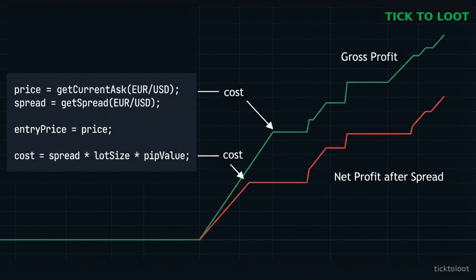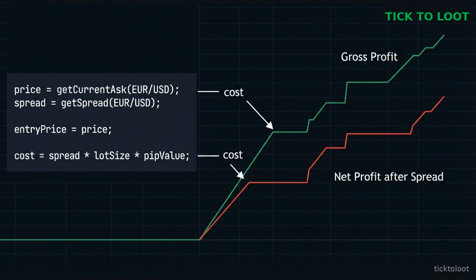Next, you need the current spread, which you can retrieve with a function like getSpread, euro to US dollar. In our earlier example, the spread was 3 pips, or 0.0003. Now you set your entry price. Entry price equals price. The crucial part is calculating the monetary cost of that spread. You multiply the spread in pips by the lot size and the value of 1 pip. For a mini lot of 0.10 lots, 1 pip equals $1, so the cost line becomes cost equals spread asterisk lot size asterisk pip value.